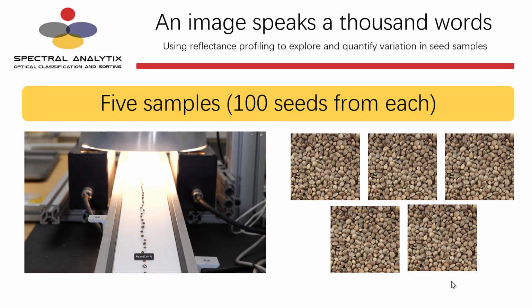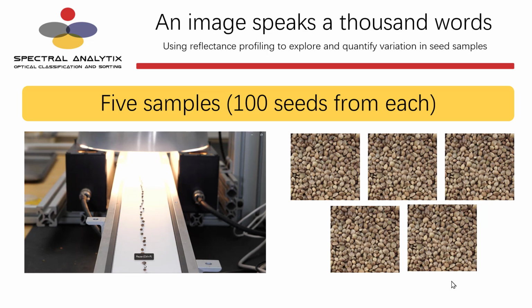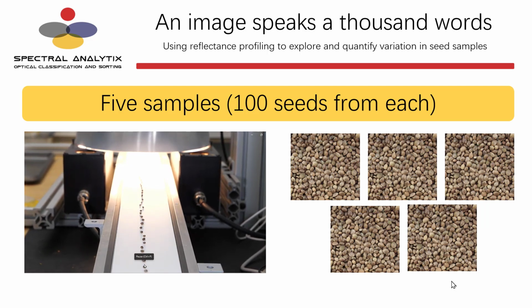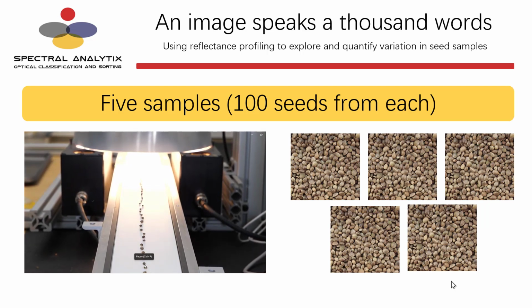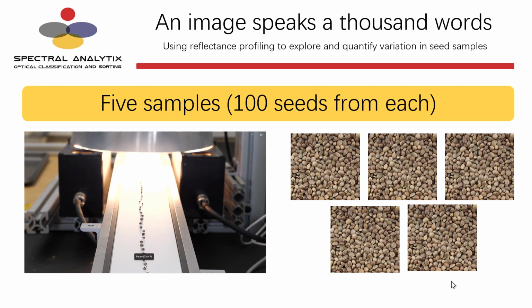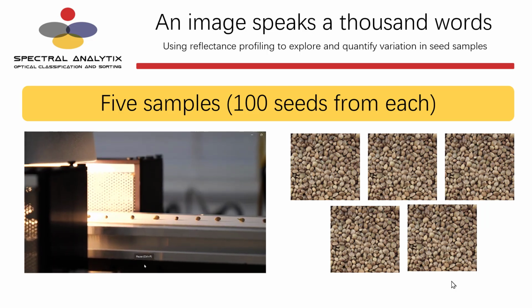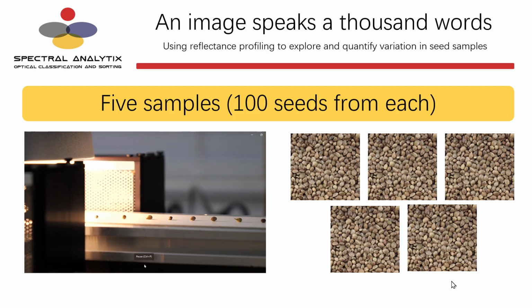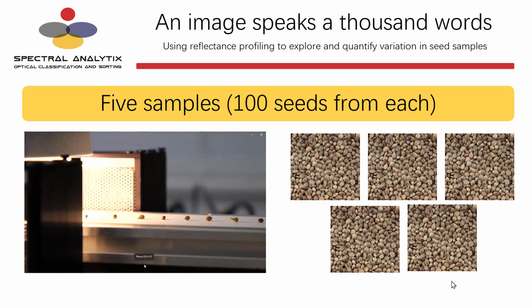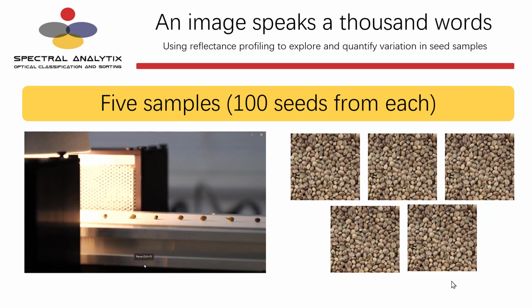Now that we have learned a little bit about the importance of hyperspectral imaging, let's image 100 seeds from each of 5 samples, so 500 seeds in total, and let's explore how the imaging technology can be used to identify outliers and quantify variance within these samples.